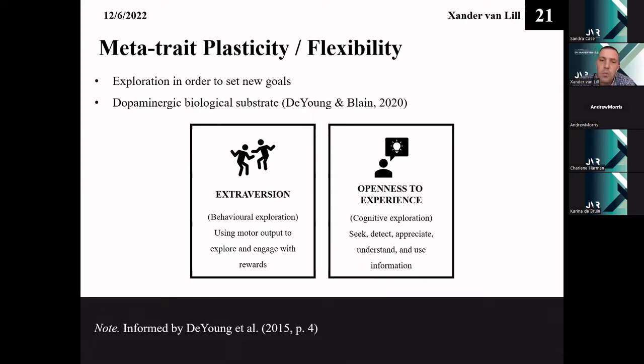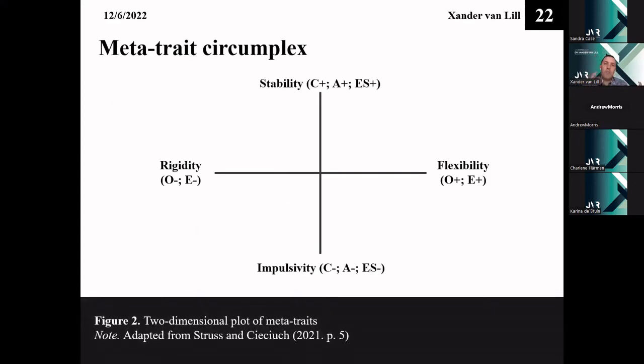Whereas openness to experience is more about cognitive exploration, and it's about seeking or detecting, appreciating, understanding, and using new information in order to adjust our strategies or even set new goals. And so, like I said, these two meta-traits don't occur in isolation, and they're not opposites of each other, but they form part of a dynamic interplay. Beautifully, you could be high on both of them at the same time, or low on one and high on the other, or low on both. Theoretically, that could potentially happen.